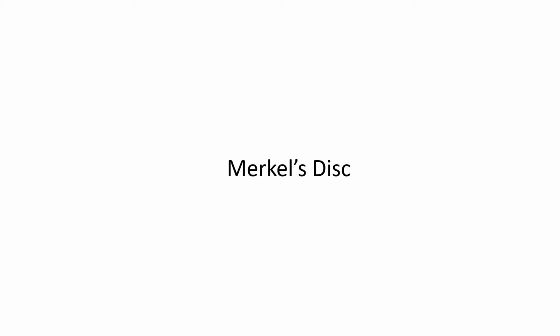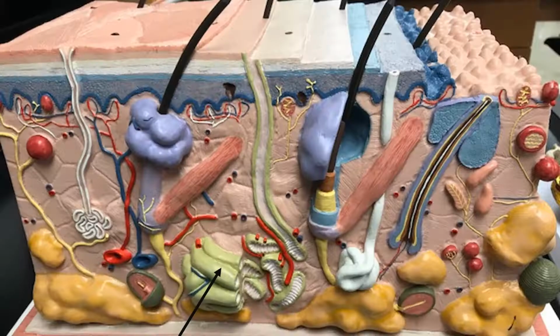The arrow was pointing to Merkel's disc, which is involved in light touch sensation. That arrow was pointing to an apocrine gland. Now, unfortunately, the model isn't necessarily correct, right? The gland should be releasing its contents into a hair follicle rather than out of the epidermis.